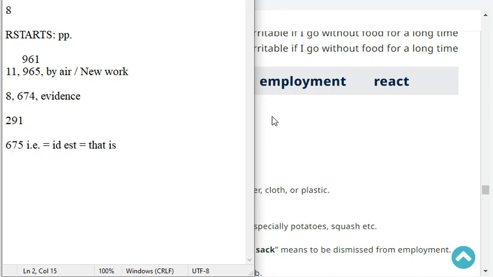Okay, please start at page 675, i.e. That is. i.e., or id est.